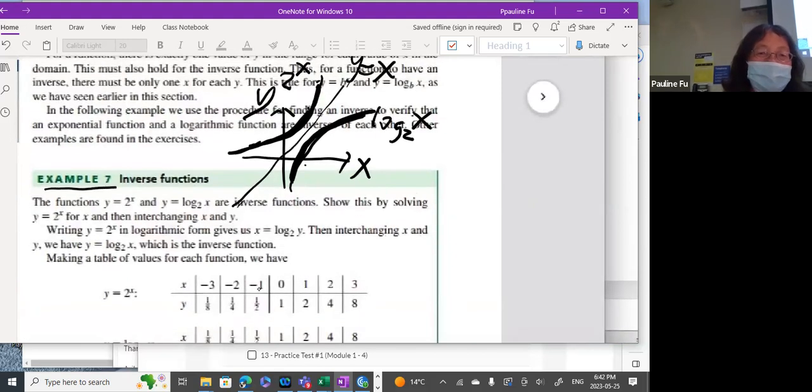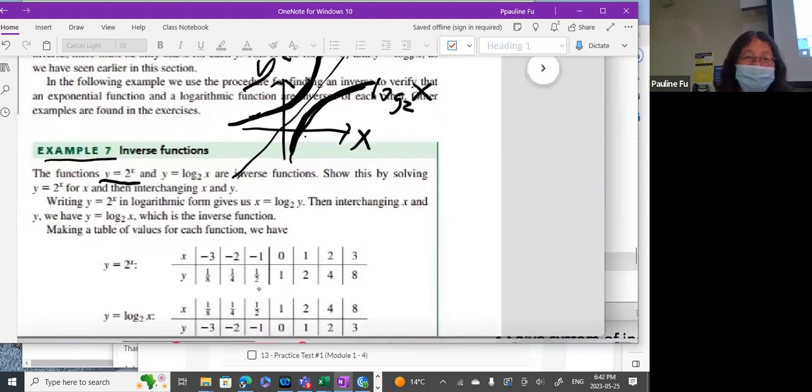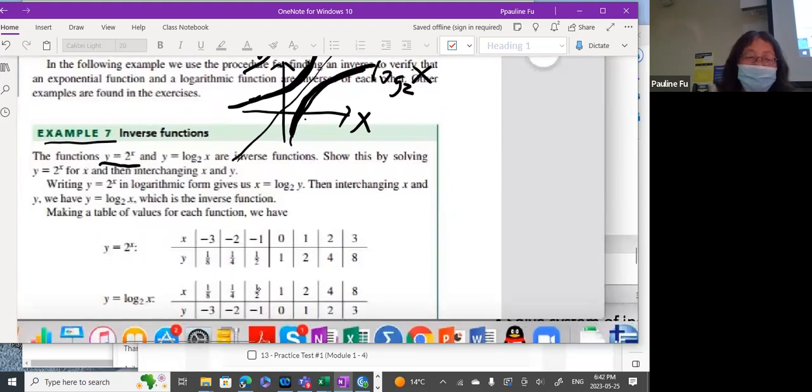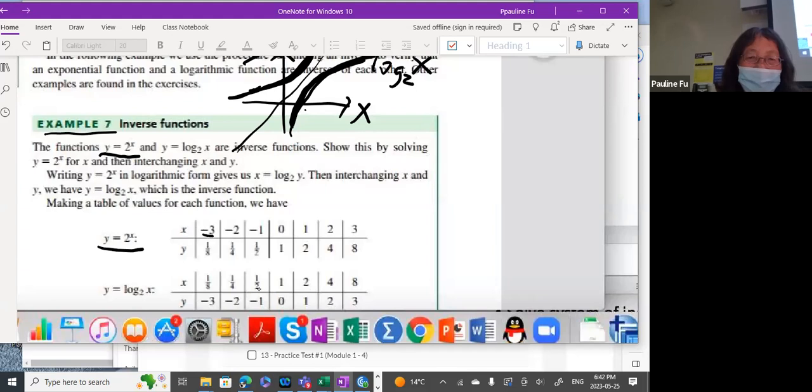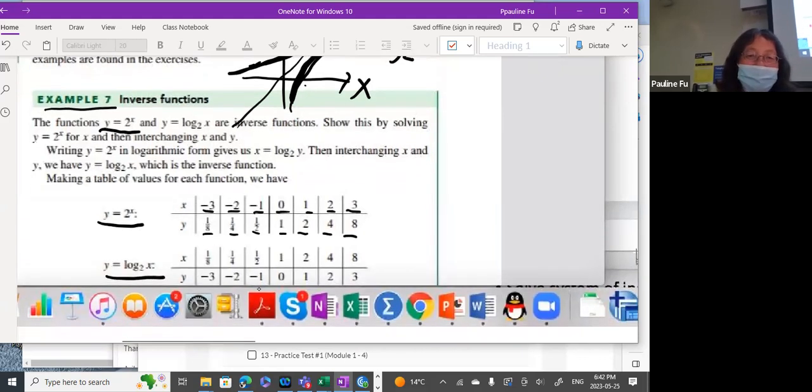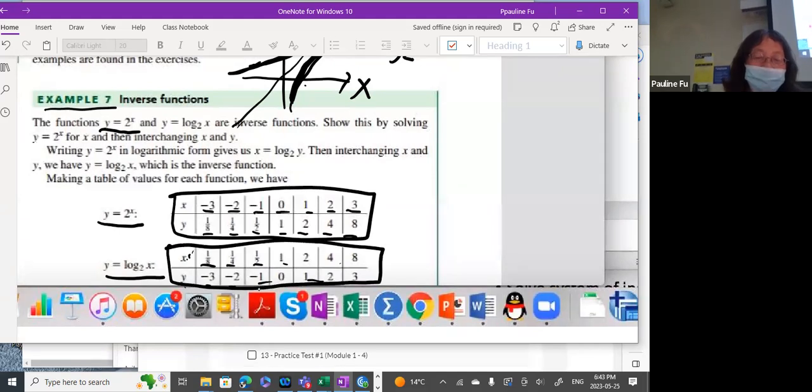So see example 7. Function y equal to 2^x and y equal to log 2x are inverse functions. You see, if you have y equal to 2^x, you take some value for x, you get the y. And then when you have y equal to log 2x, you take some value for x and you got those y. Did you see x becomes y when you have the inverse function? So compare this table with this table. What did you see? The first table x becomes the y in the second table. The first table y becomes the x in the second table.